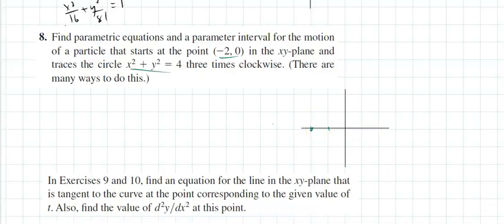We know this is a circle, so we know it's going to look something like this. We want to start right there at negative 2, 0, and we want to go 3 times clockwise. And clockwise would be a negative rotation, right?